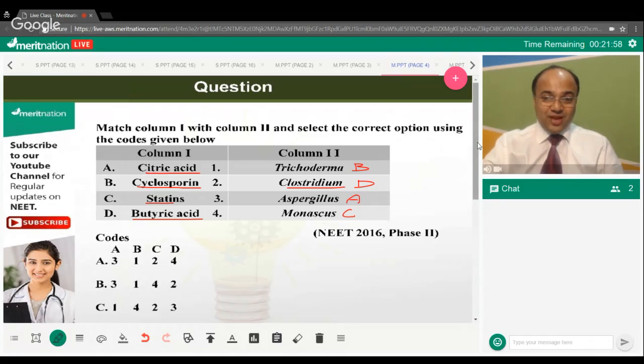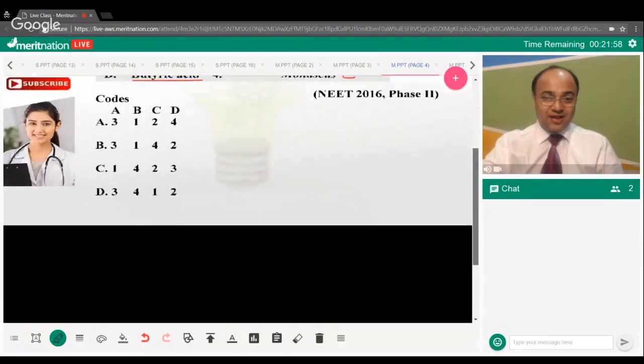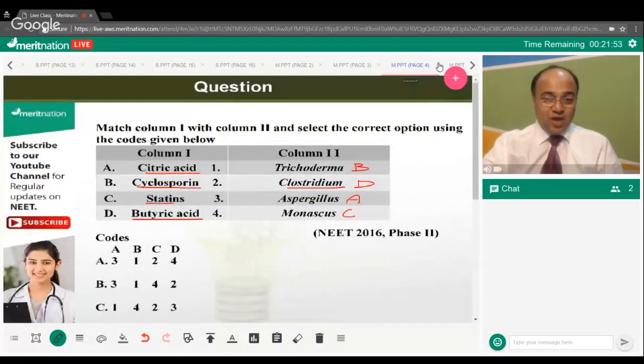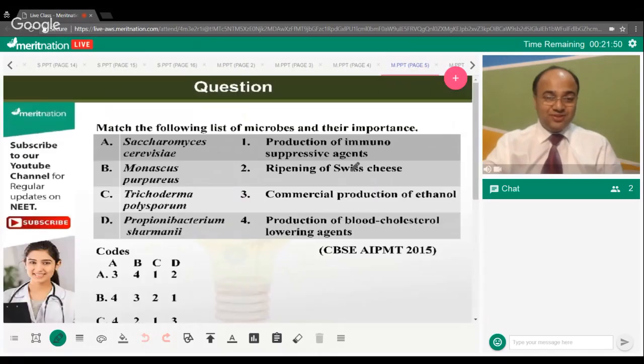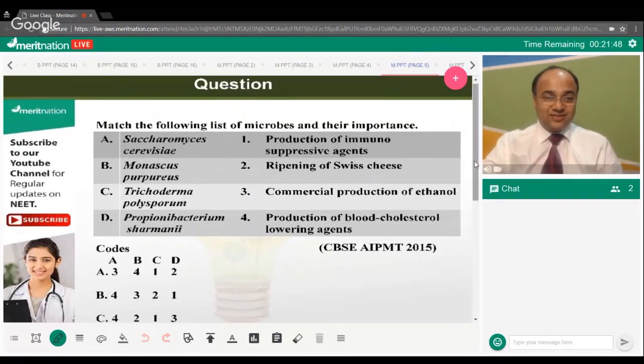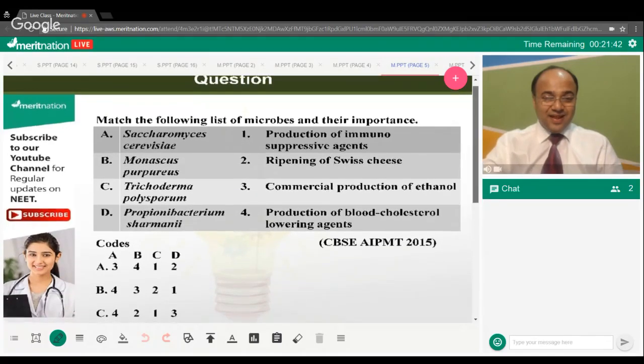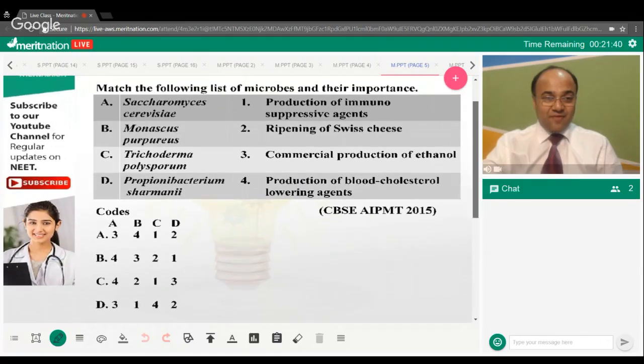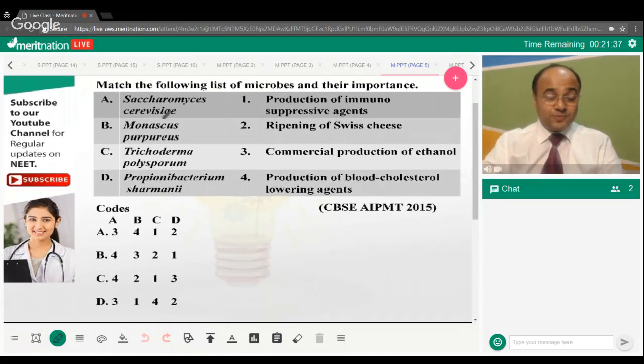Scroll the page. Okay, I have already scrolled it quite a lot. Let's see the next question. I have again scrolled the page a bit so that we can see all the options which are there in front of us. Match the following list of microbes and their importance. Which is the correct option over here?